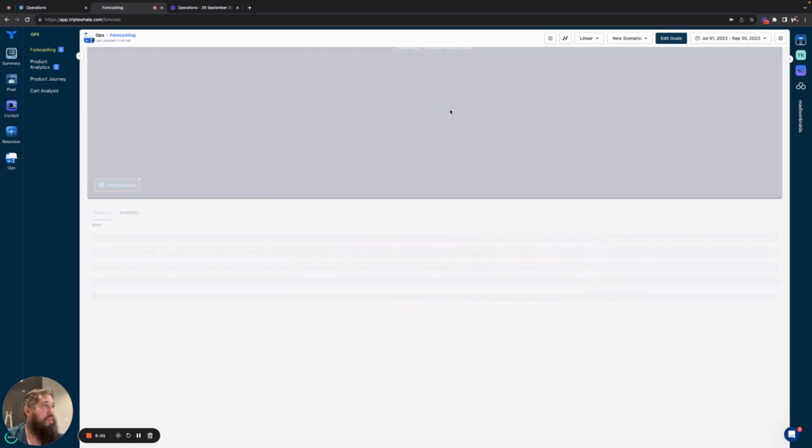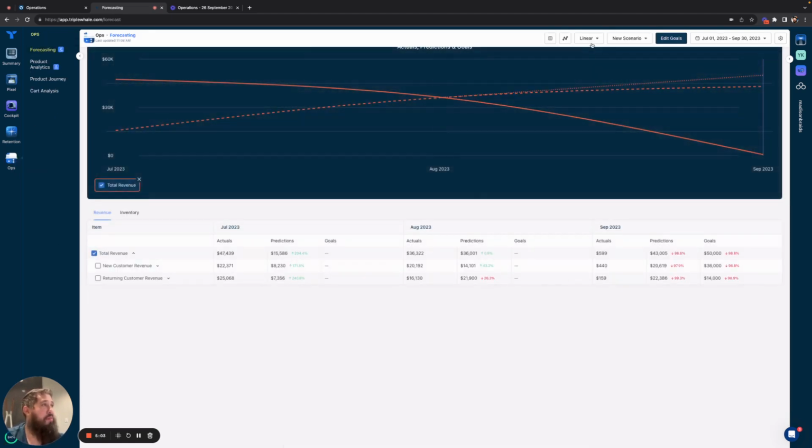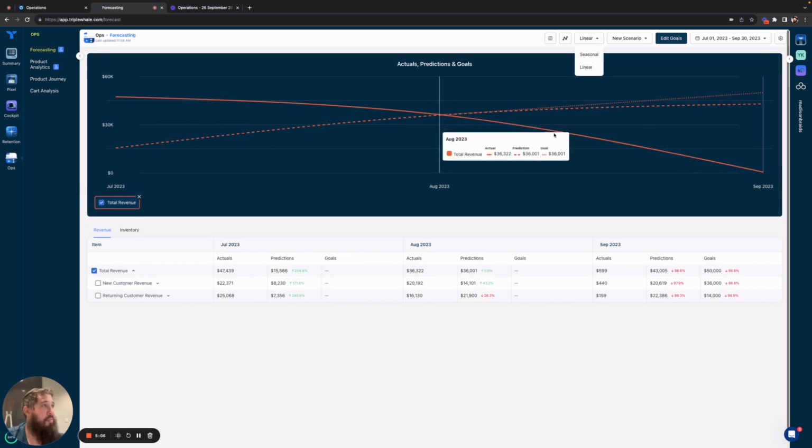Okay, let's hop back over here. We do have multiple prediction models. We have a linear regression model for the predictions. We have a seasonal model. All right, what else do we want to dig into? We've talked about setting goals. We've talked about the different prediction models.